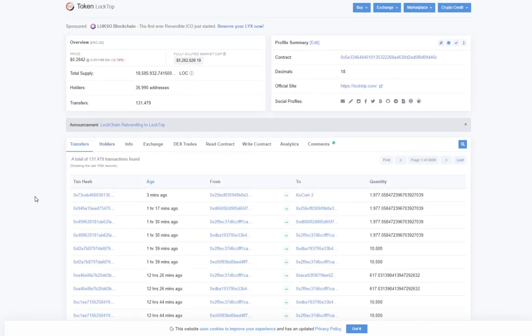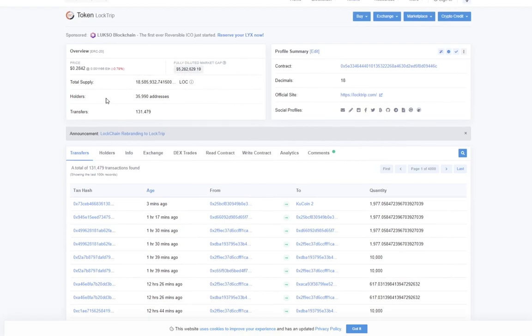As in transfers, as you can see, we've had 131,000 transfers, so it is a readily used coin, and it is very active. And there you can see holders, 35,990 holders. That is absolutely insane. So just shows that a lot of people believe in the project.